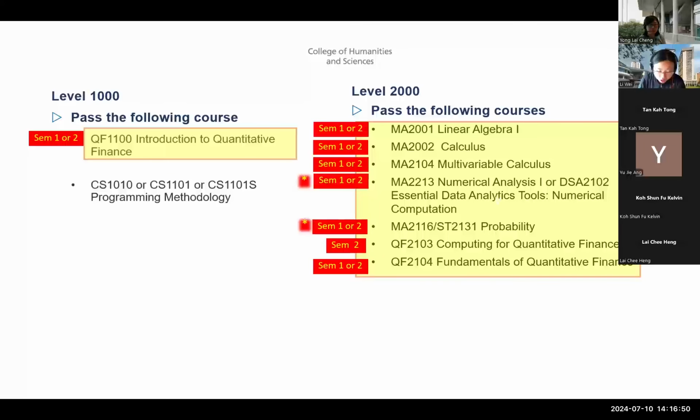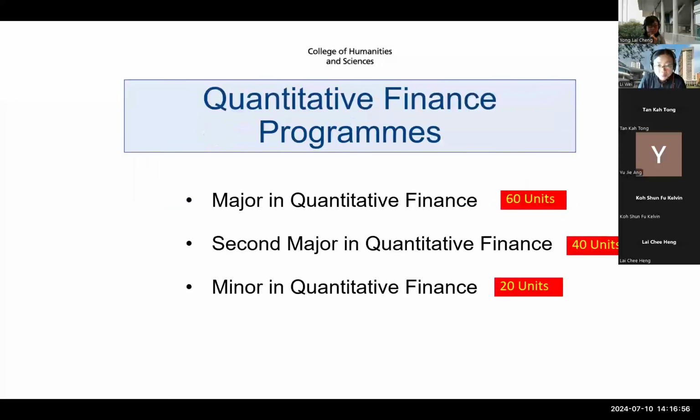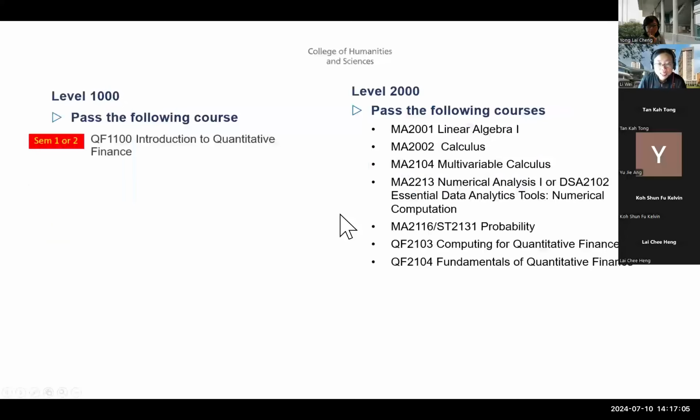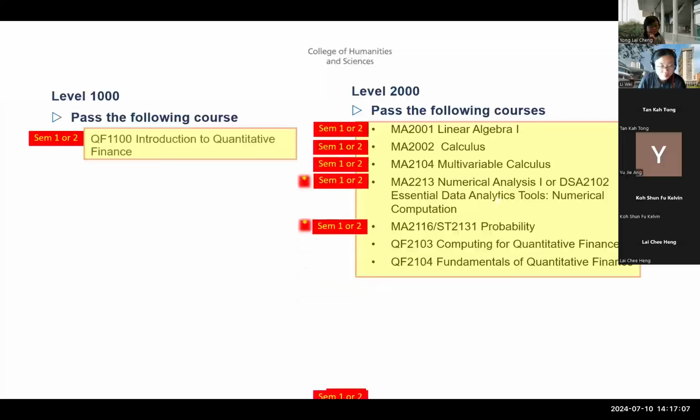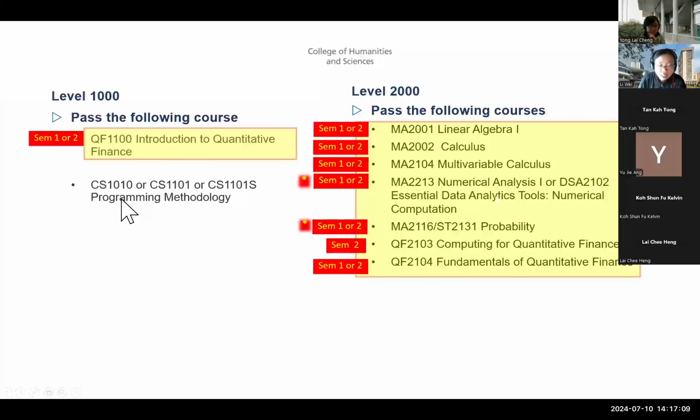That is the course CS 1010. CS 1010, if you notice, let me move back. You notice the 60 units requirements of the major in quantitative finance. CS 1010 here actually is outside of the 60 units requirement. But why is CS 1010 here?